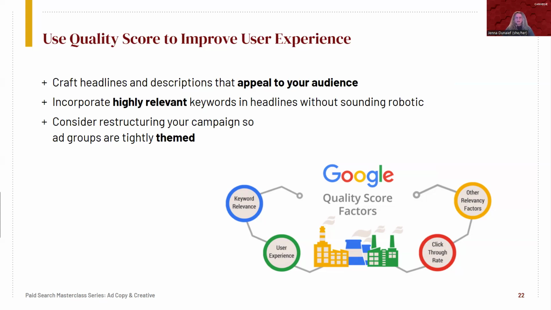We've discussed this a few times before, but incorporate highly relevant keywords in your headlines, but not so many that your ads sound robotic, finding a balance between relevance but also natural language patterns. And finally, low Quality Score could indicate that there are too many themes in one ad group, so consider restructuring your campaign. Ad groups that contain a tightly themed group of keywords allow you to get really specific in your ad copy and the messaging that you're able to promote.